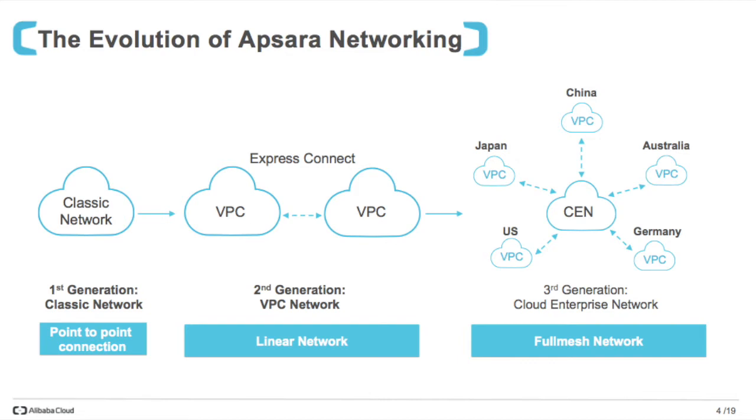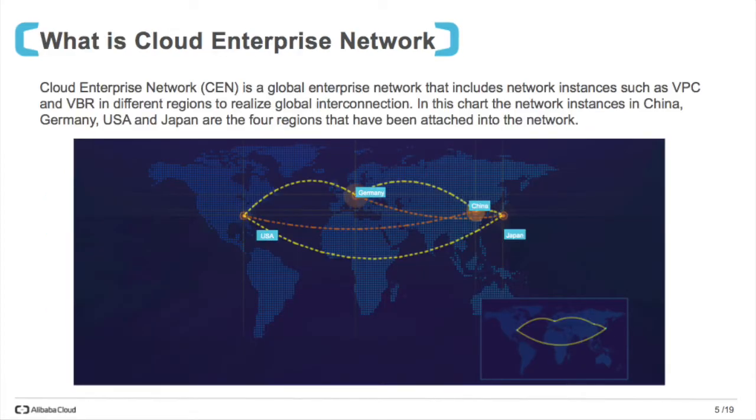Next, let's see what the Cloud Enterprise Network is. The Cloud Enterprise Network is a global network that includes network instances such as VPC and VBR in different regions to realize global intercommunication. In this chart, the network instances in China, Germany, USA, and Japan have been attached into the network.